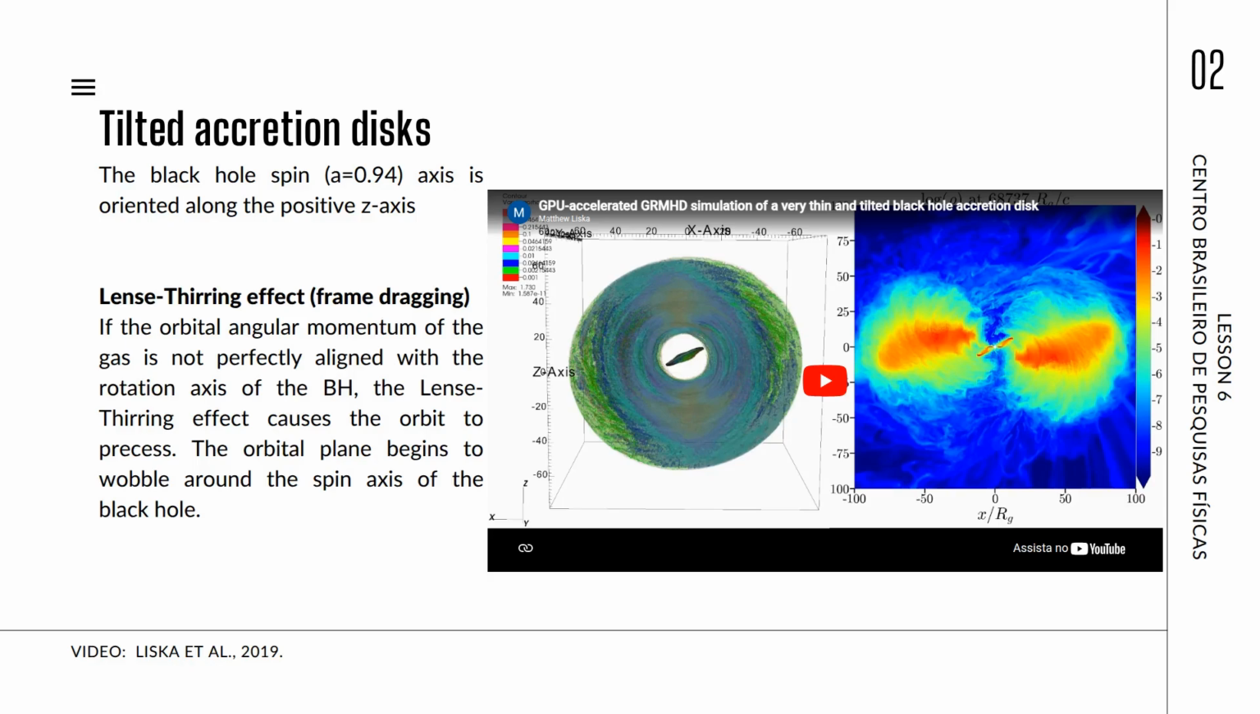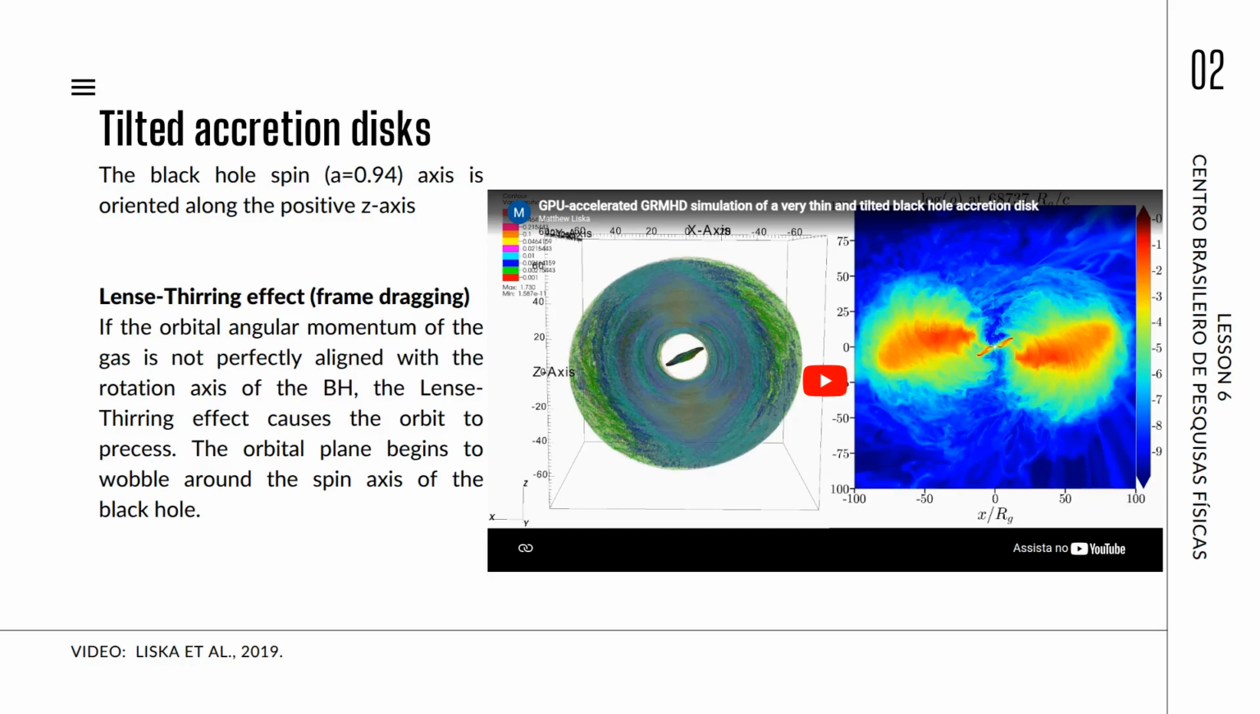Imagine that accretion, a cloud to be accreted, or a star that will be disrupted and then accreted by the black hole, will come from any direction, right? So the situations that we studied so far are the special case. In a more realistic scenario, we have tilted accretion disks and a sort of nice relativistic effects appear in this situation. For instance, in this simulation here, this was done by Liska et al.